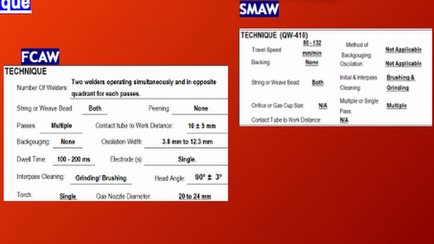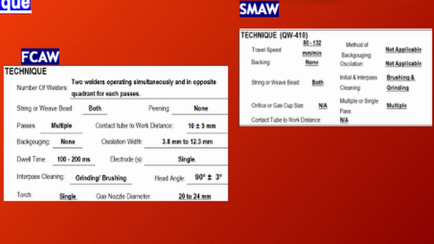2 welders operating simultaneously in opposite quadrant in each passes. FCAW is an automatic process, so it is not welders actually, it is welding operator. They are operating from both quadrant, both side of the pipe. Stringing and waving bead are both allowed. Peening in company it is not allowed. Peening means hammering on the weld or external force on the weld are not allowed.